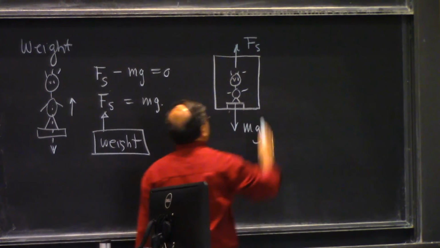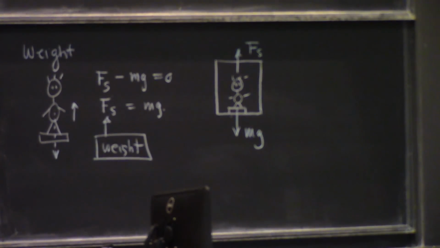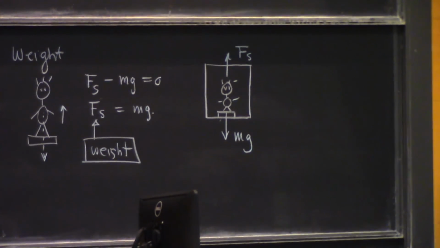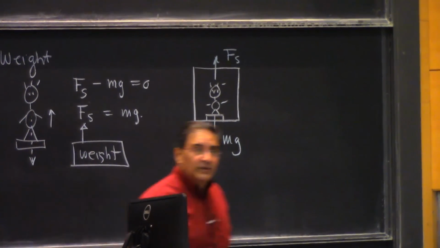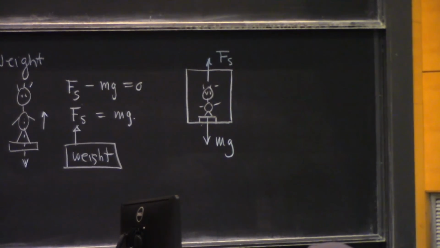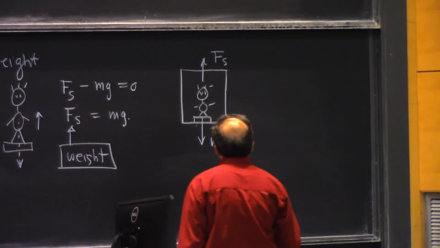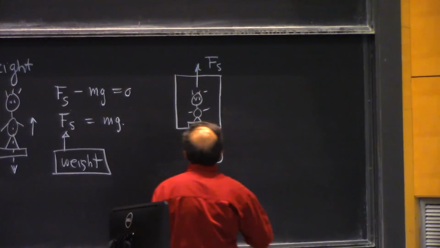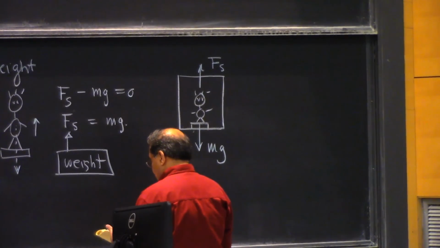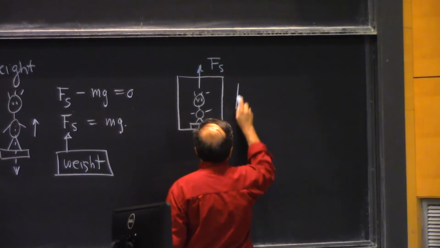Nothing wrong with that, you can do that. And again we do the same thing. You have mg downward, elevator gives you a surface force Fs, weighing scale gives you a surface force Fs. But now because you're in an elevator, you have the privilege of going up or down. And once you want to go up or down, since the elevator was at rest, it's got to accelerate up or down. So let's say you start off in the elevator and say first time you want to go up.